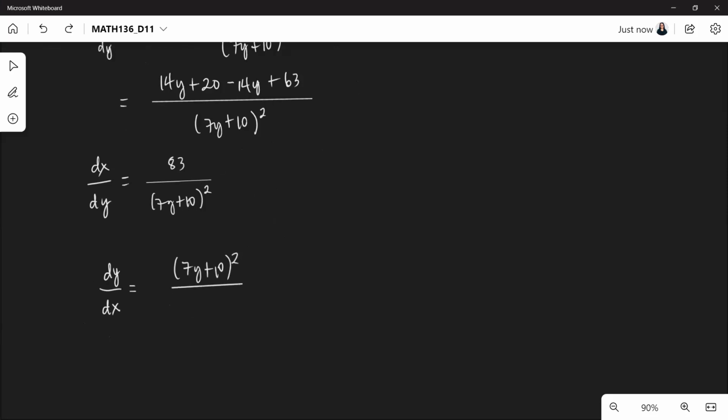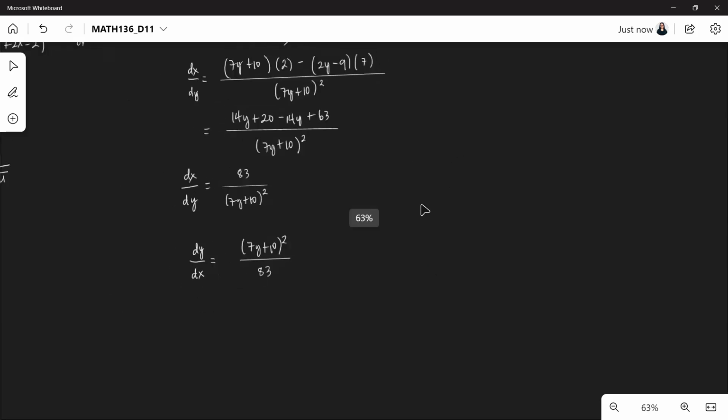We should read it as the derivative of y with respect to x, and not just dy over dx, although we are writing it as dy over dx. But take note, it's the differentiation process we are doing. Please take note of that. So the derivative of y with respect to x, therefore, is the square of 7y plus 10 divided by 83. All right. So that would be all for the inverse function rule.